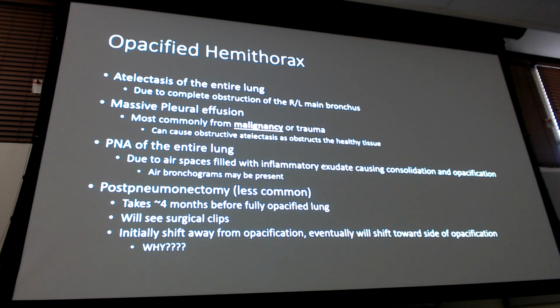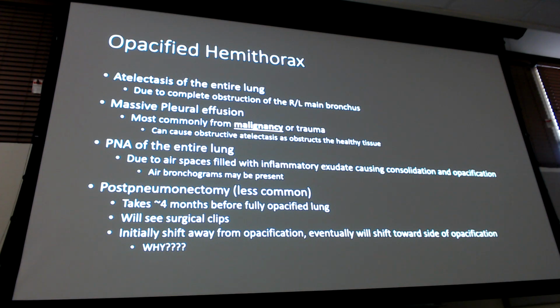All right. We talked about atelectasis, we talked about pneumonias, we talked about pleural effusions, we talked about all those things. What happens when we have an entire opacified hemithorax? It can be any of these things that we've talked about. It could be an atelectasis of the whole lung. It could be a massive pleural effusion. If you're going to have that, usually it's trauma or some type of malignancy like a cancer or something.